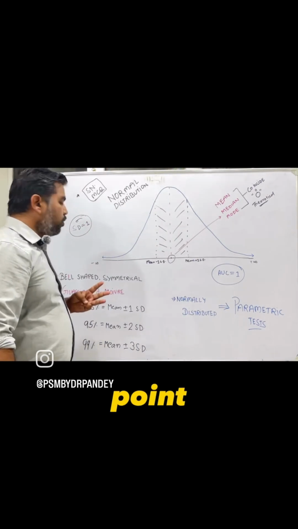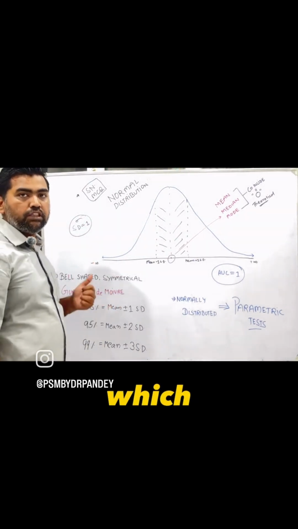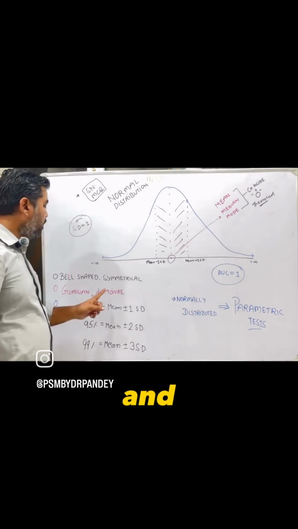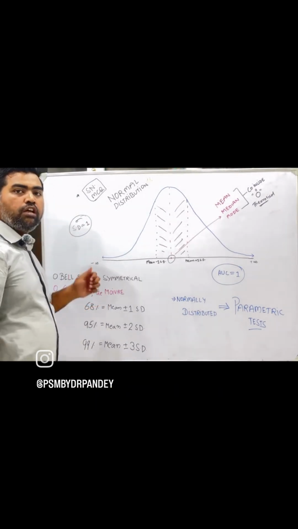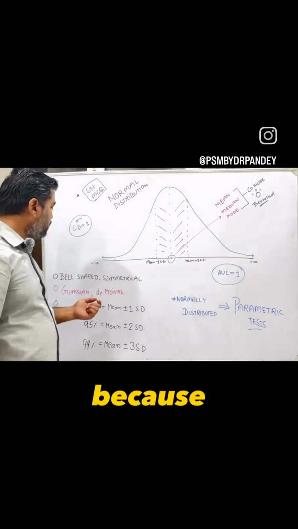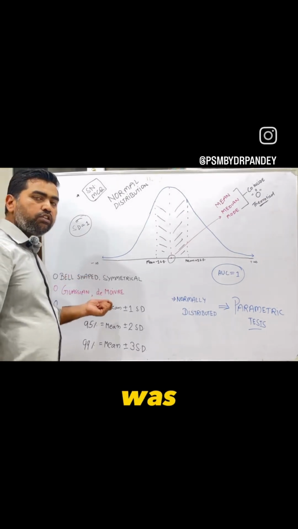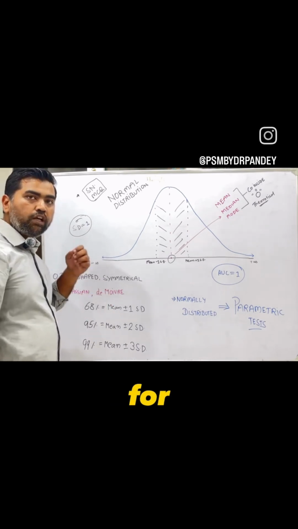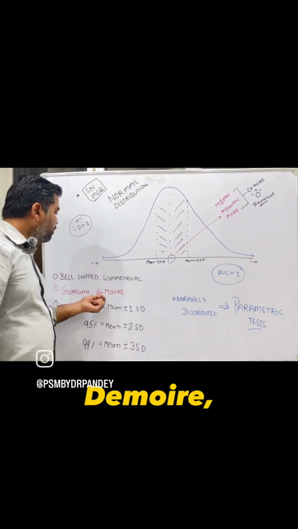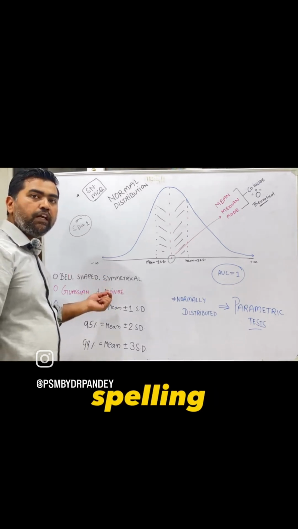Now, the third important point is that it has other names, which are Gaussian distribution and de Moivre distribution. I have pronounced this name like this because he was a French mathematician. For remembering, you should remember it as de Moivre, so that you remember the spelling of his name.